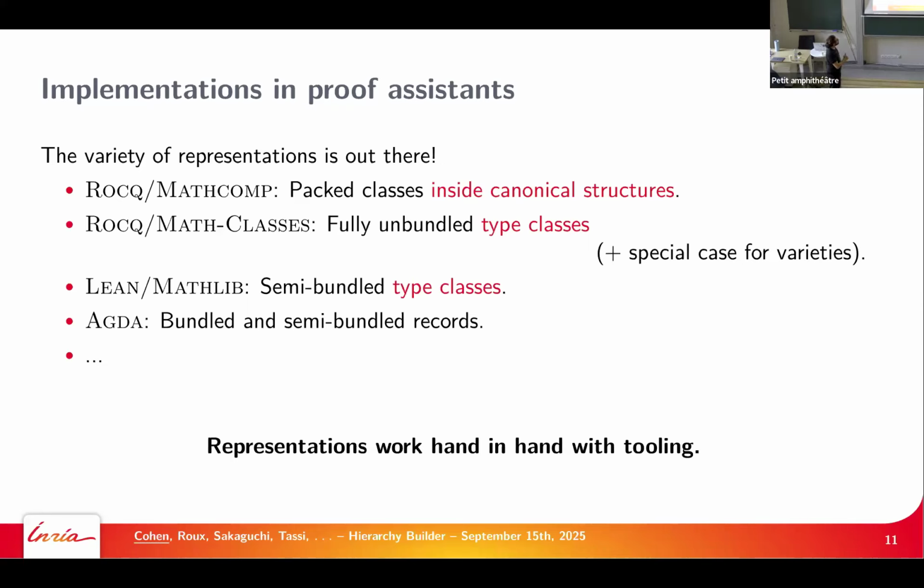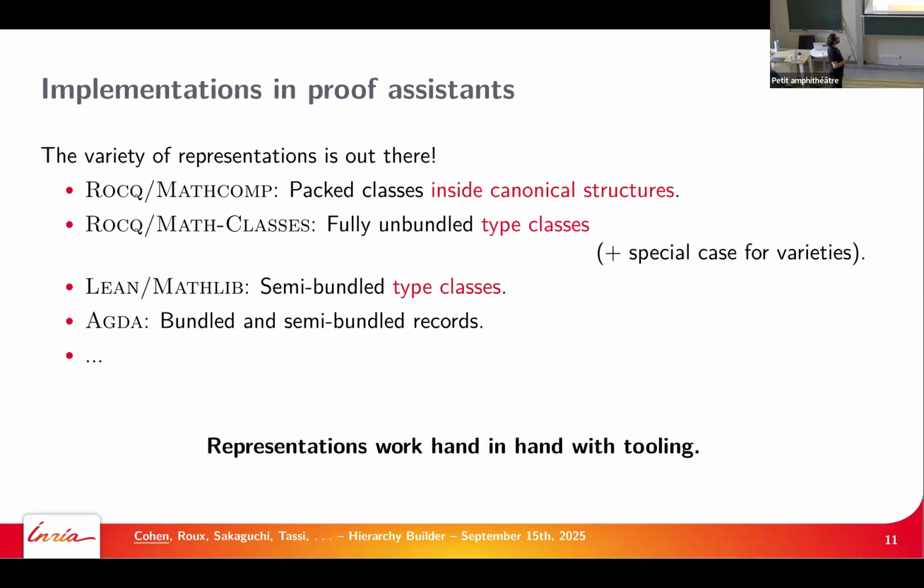What about the special case for varieties? Well, it doesn't follow the general pattern of having fully unbundled. There is a formalization of algebraic varieties, and it doesn't follow the general pattern. I can't remember the specifics.